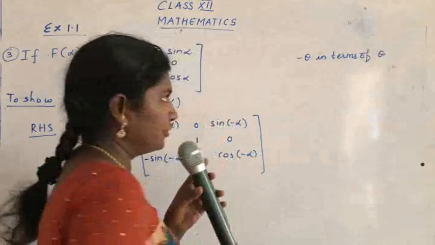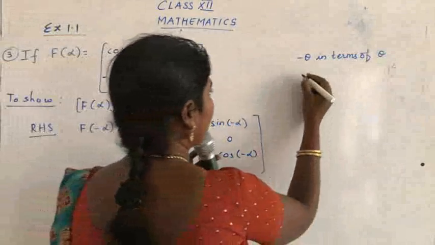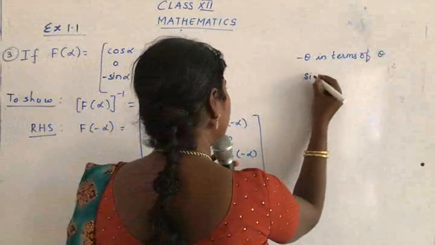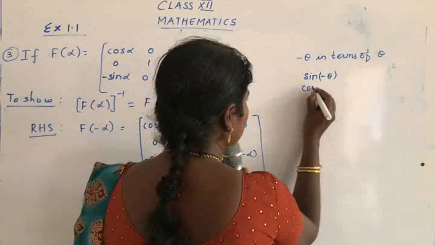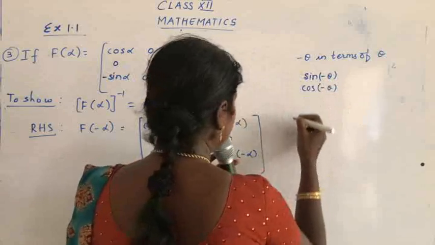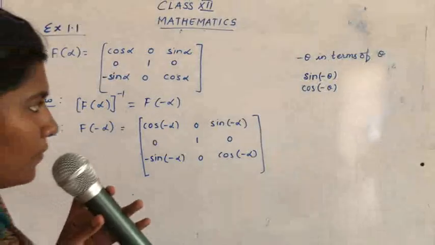So already we have studied some trigonometric values. So let's write down all the trigonometric ratios. Sine of minus theta, cos of minus theta. Please take down these points. This is very important. Just have a note of these points.